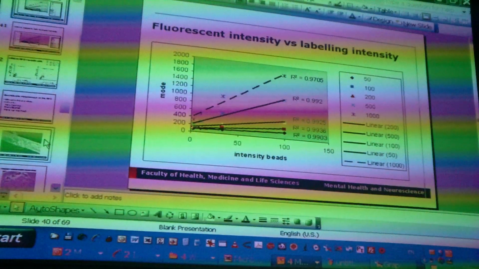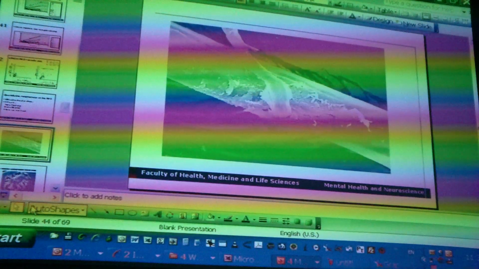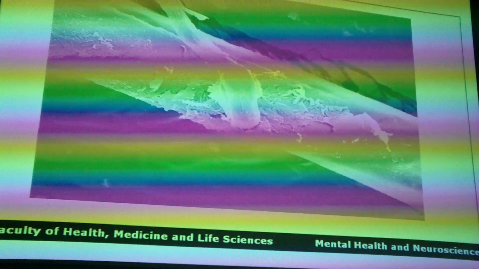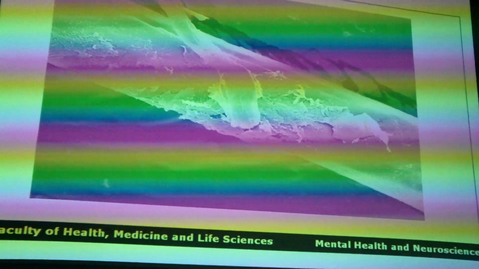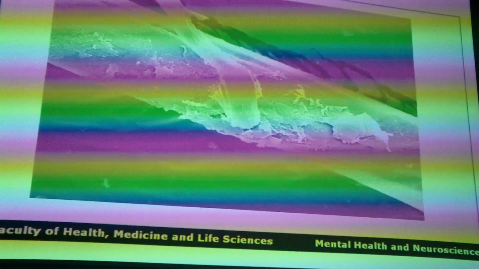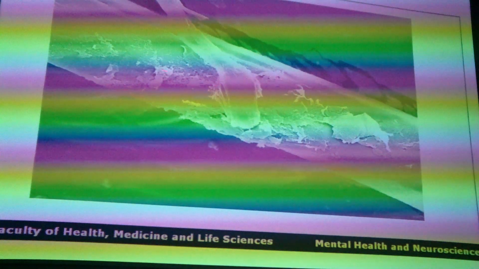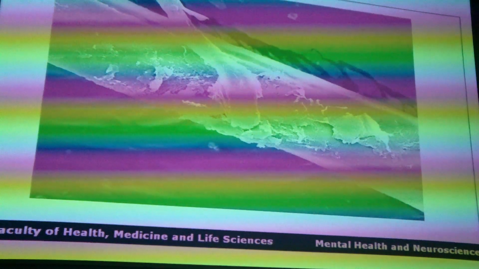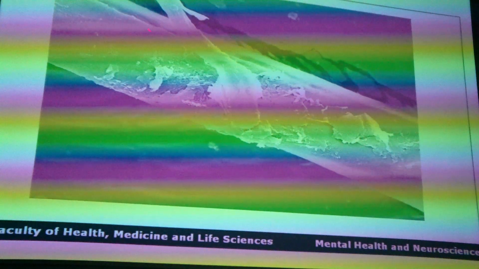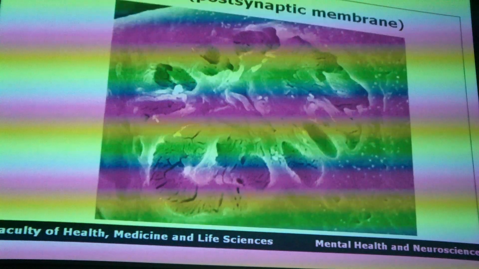So, can you also quantify structures? Now I was talking about intensity. Yes, also structures can be quantified. Now this is a nerve, this is a muscle fiber, so the nerve is much thinner. I shouldn't say nerve, maybe I should say axon. This is a nerve terminal.